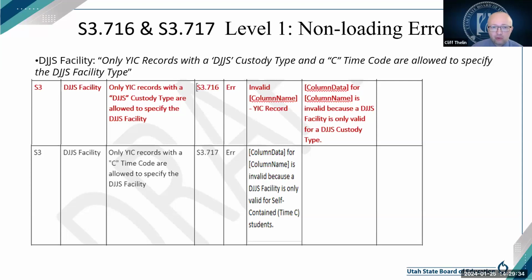Obviously column data is going to be reaching out to the response that you gave for that, and the column name is going to be pointing to, in this instance, the DJJS facility. So just as a quick note, if you're walking through this and you're seeing those areas, just try to look to see where you're referencing it from. If you do have any further questions on that, always feel free to reach out to us and get some clarity on it. We do have these 2 errors each broken out differently so that you can get a different error for each different situation that we're detecting, if it's based off of the time code C or if it's based off of the custody type. Sorry, I think I said the column was the DJJS facility. The column is specifically the custody type. Go ahead to the next screen.